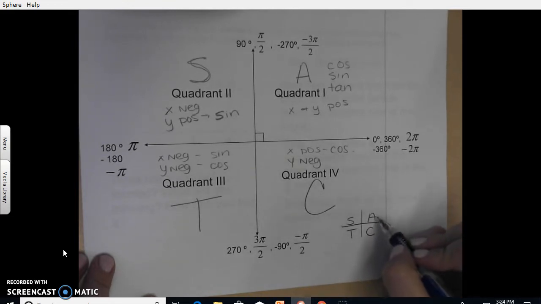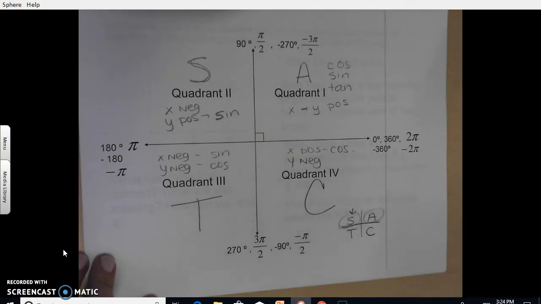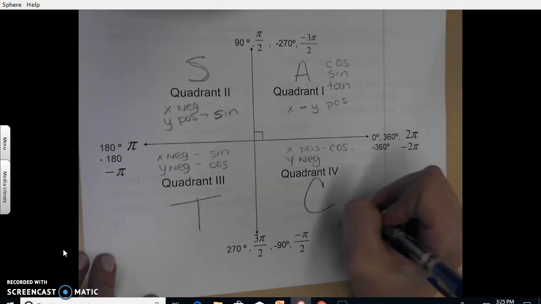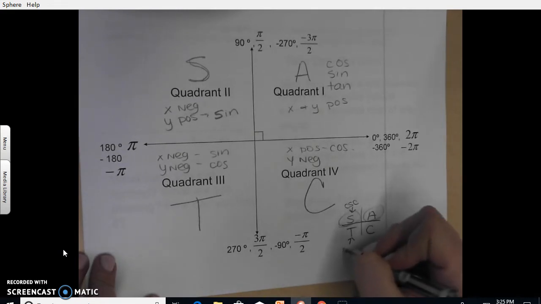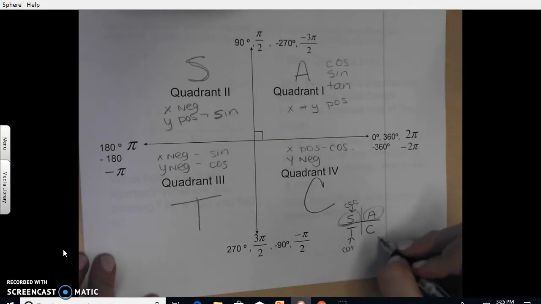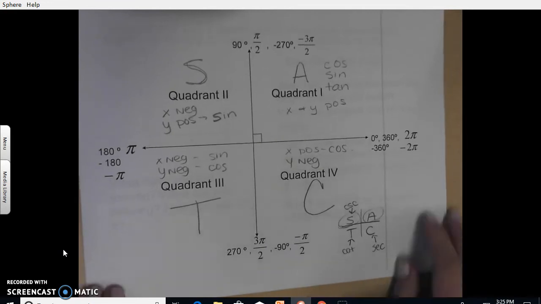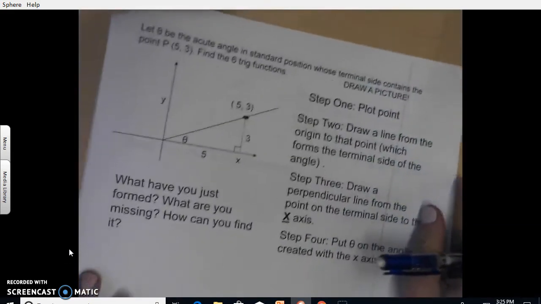we're stating that A, all trig functions are positive in our first quadrant. S, sine, and the reciprocal function, cosecant, are positive in the second. Tangent and cotangent are positive in the third. Cosine and secant are positive in the fourth. This is going to help us when we are labeling our points.